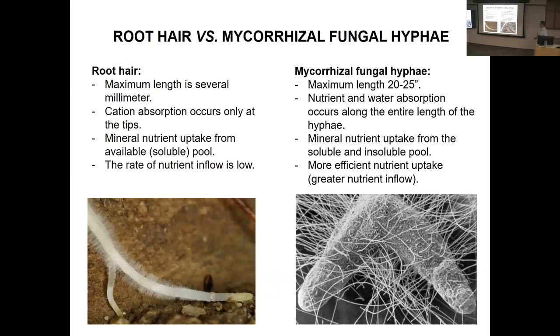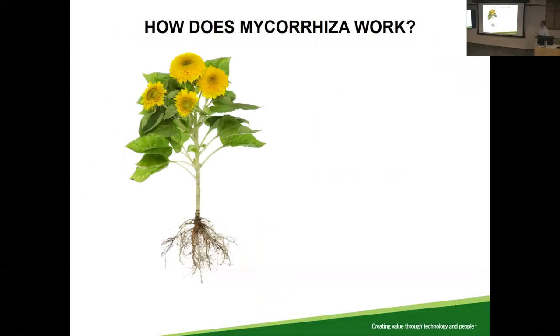Mineral nutrient uptake from the soluble and insoluble pool. So I just have to mention that they produce enzymes like phosphatases that help solubilize phosphate and make it easier to take up for the plants. And also they take up nutrients and transport them to the plant as well. And because of this increased absorptive area, the nutrient inflow into the hyphae and from the hyphae to the plant is much faster, much quicker compared to the root uptake. So this is how mycorrhizae increase the nutrient and the water uptake of the plants.